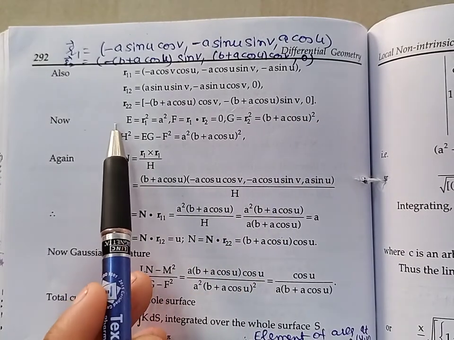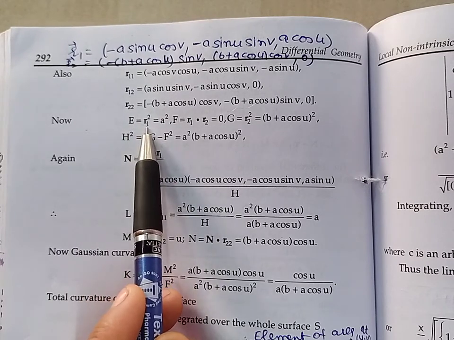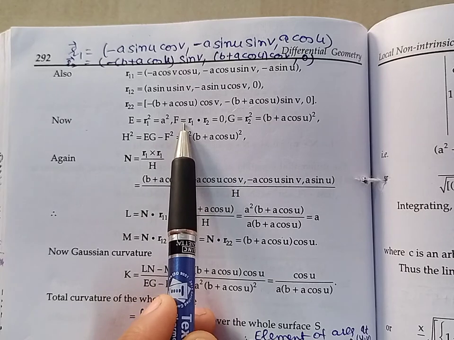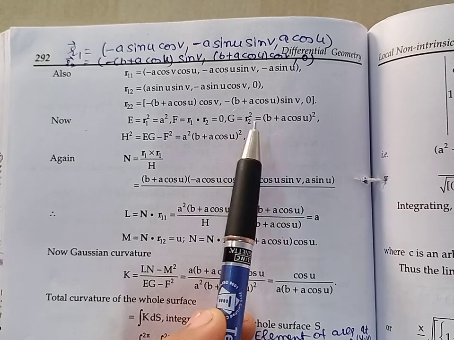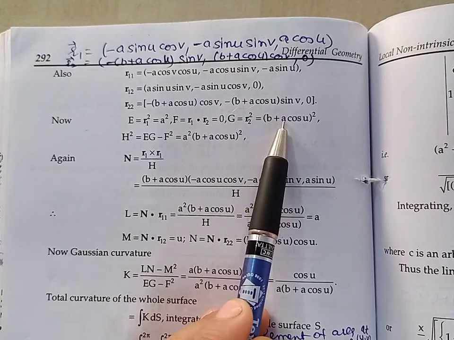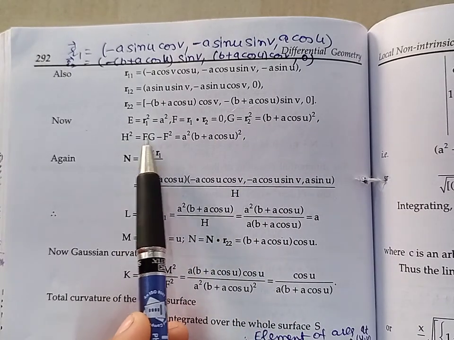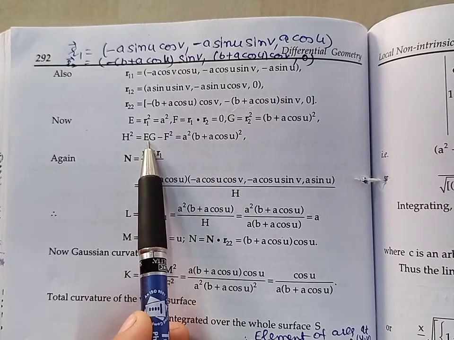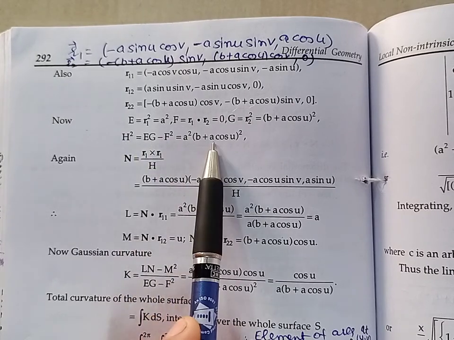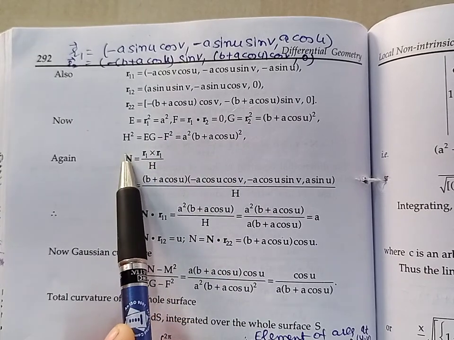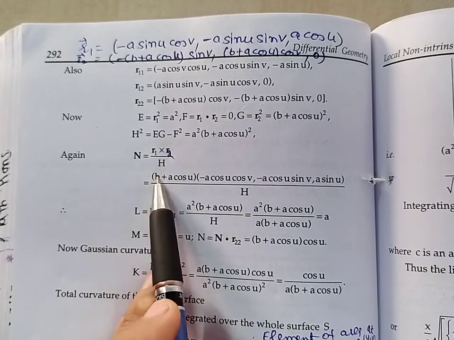Now let us find all the fundamental coefficients. E is given by the dot product of r1 with itself, that is a square, F is given by the dot product of r1 with r2, that is 0, and G is the dot product of r2 with r2, which is (b plus a cos u) whole square. Now let us find h square, which is EG minus F square. You can substitute the values of E, F and G here to get the value of h square, and also the unit normal vector to the given surface is r1 cross r2 divided by h.